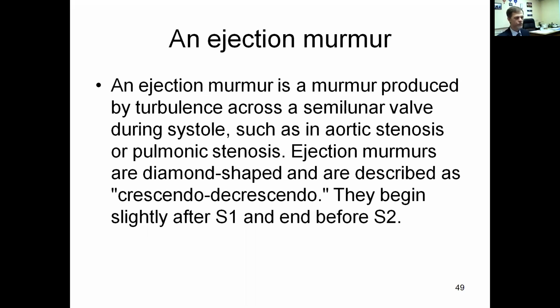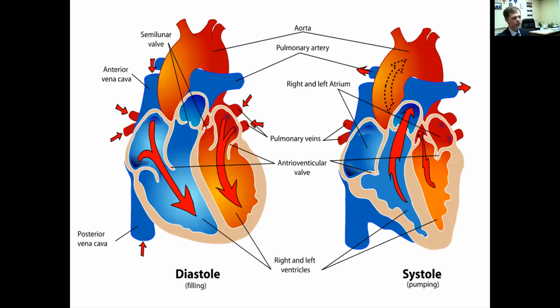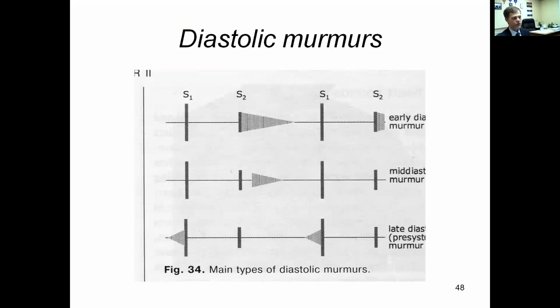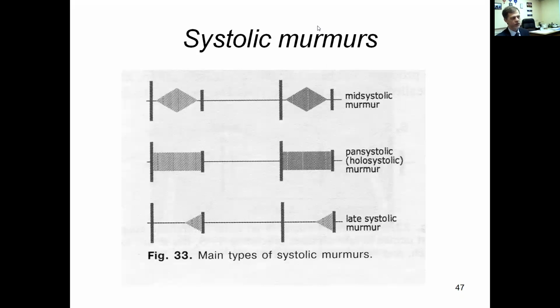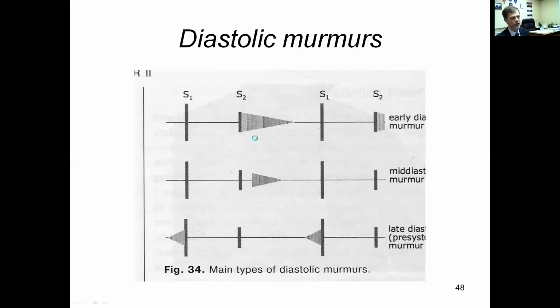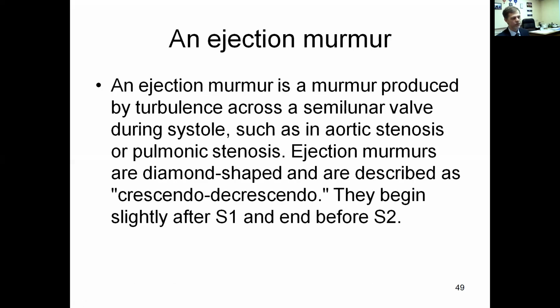Its diamond shape is described as crescendo-decrescendo: increase, decrease, increase, decrease. So we talk about ejection murmur.